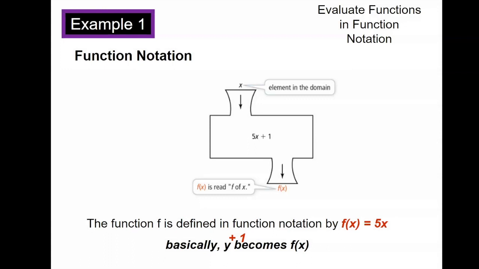Here's our function machine that we've seen before. Element of the domain is our x values. It goes in, we perform the function, and our function of x, f of x, becomes our y value, our output. The function f is defined in function notation by f of x equals 5x plus 1. Basically, y becomes f of x.